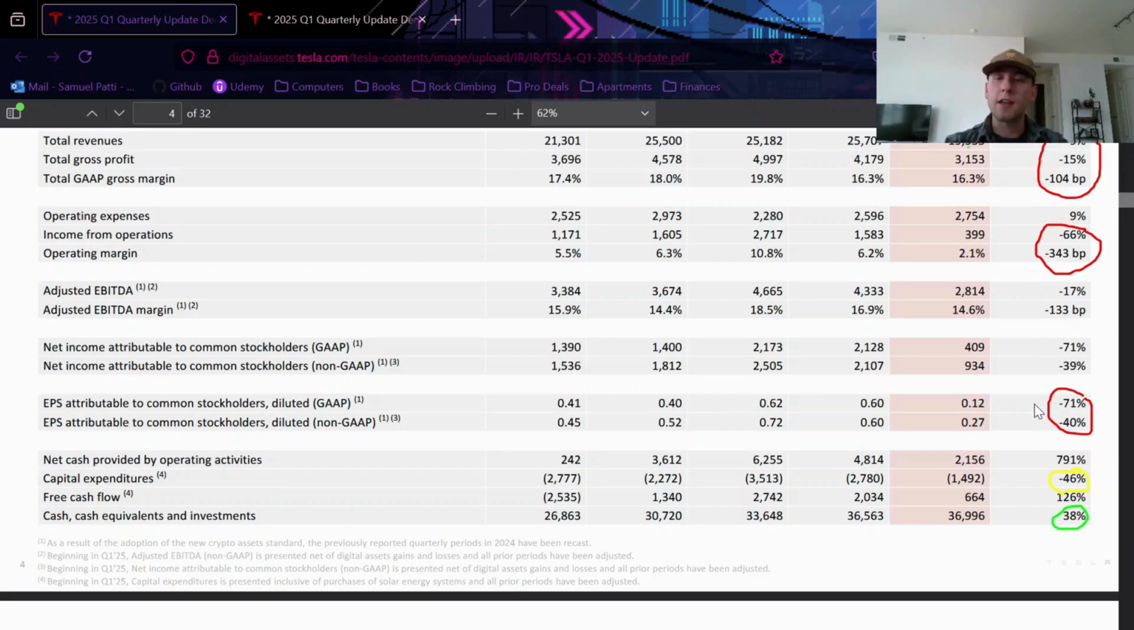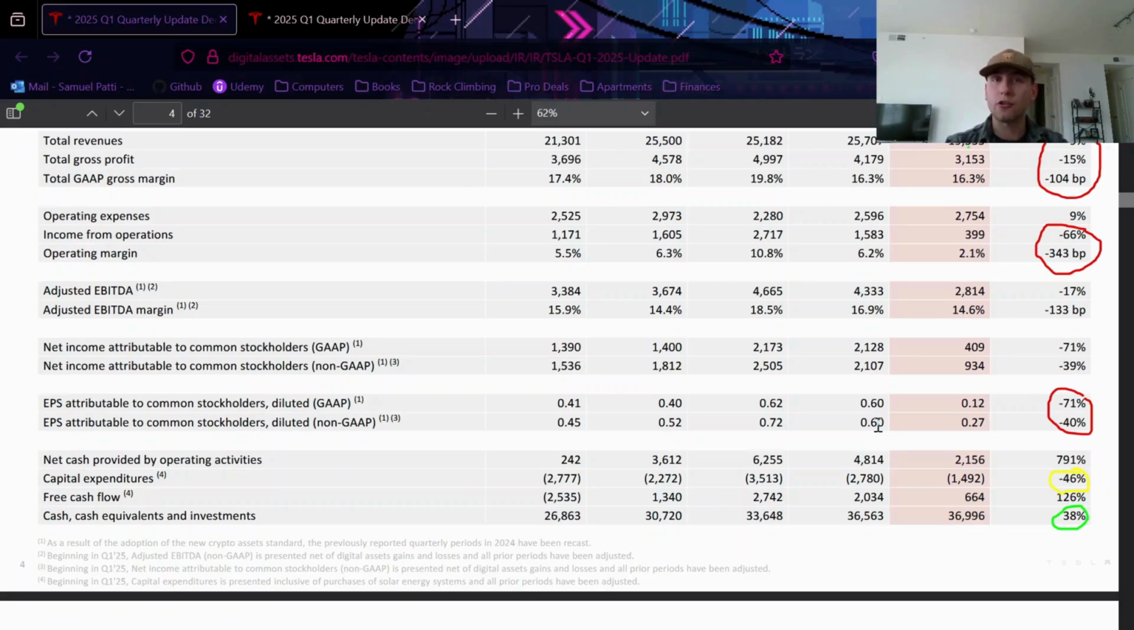But looking at their GAAP measurements for their EPS or earnings per share, we see that it was down 71% from the previous year and even higher than that from just last quarter. And we see the same thing for the non-GAAP measurements. We see that they were down 40% from last year, and again, over 50% from just last quarter.